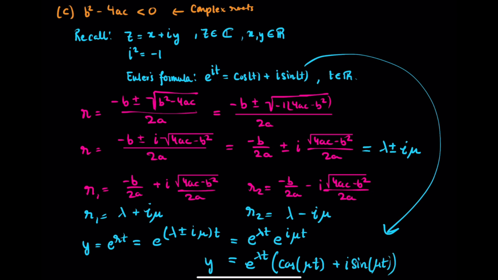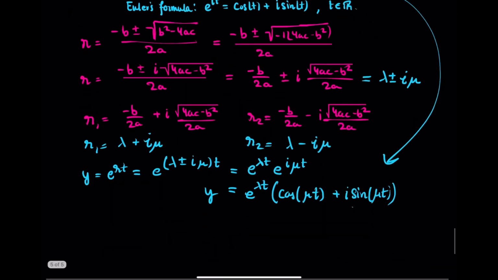And that is your y. But we still have this i, and our goal is to get rid of this i right here. You would still have this plus minus here. So your y1 would be e to the lambda t times cosine mu t plus i sine mu t, and then the y2 would be the same thing but with a negative instead of a positive.